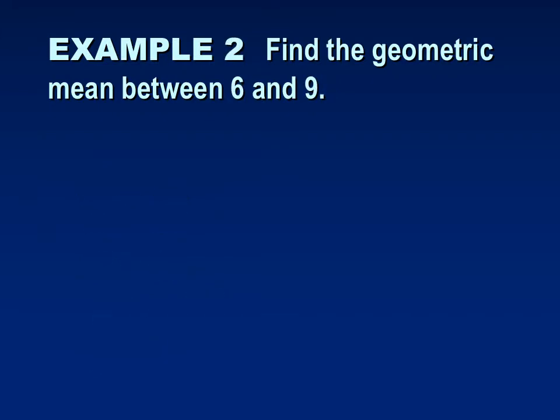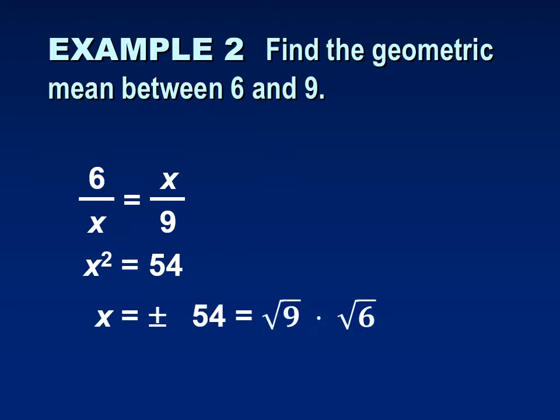Let's do another one, 6 and 9. Go ahead and see if you can figure this one out yourself and pause the video. Alright, you should have set your proportion up like this, which means that x squared is equal to 54. And then when we square root the 54, we cannot leave it as the square root of 54 because that is not simplified.